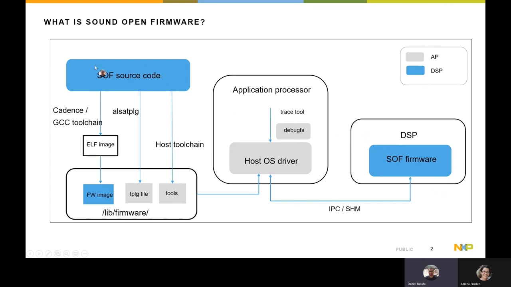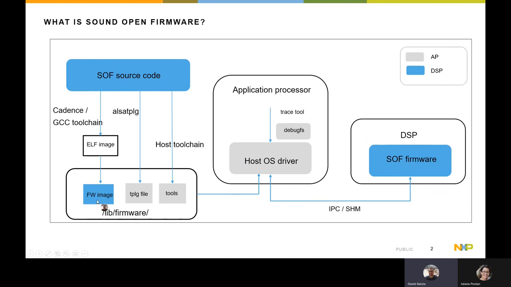Sound Open Firmware source code is compiled using a proprietary toolchain or a GCC toolchain. First, I forgot to tell you that the DSP that we use at NXP is the Cadence HiFi 4 DSP. So using this toolchain, we can create a firmware image. And the firmware image is loaded by the Linux SOF driver to a shared memory area. And then the Linux driver just resets the DSP, which will start to run.